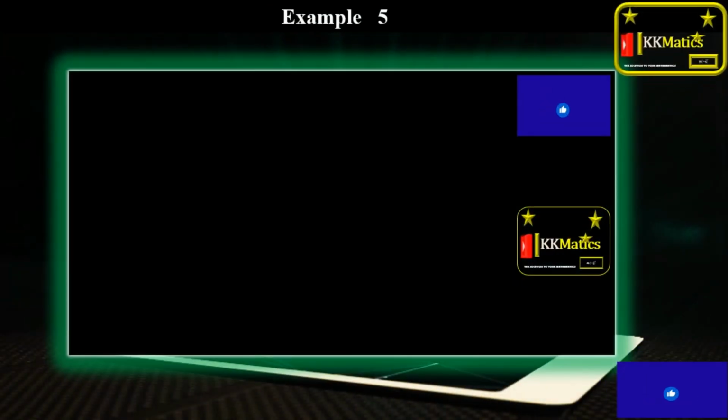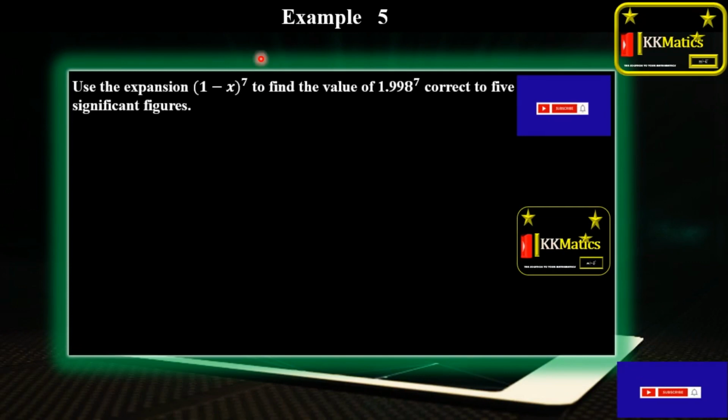So we consider example 5 here. With example 5, we've been told what? The question says to use the expansion of (1 - x) all raised to the power 7 to find the value of 1.998 raised to the power 7, and we are told to correct it to 5 significant figures.